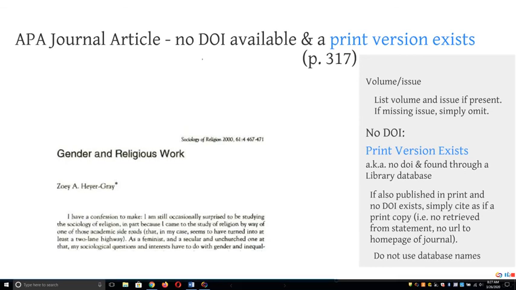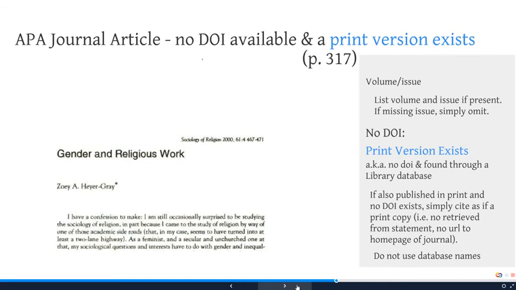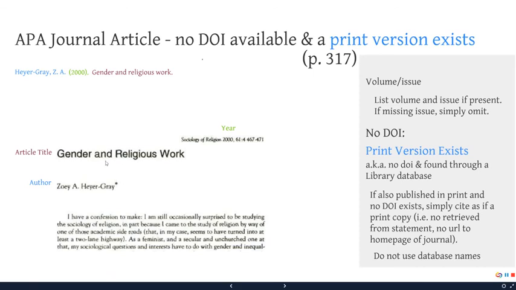So we start out with the author, and this has one author. And then we have our little citation statement here, and so we include the year 2000. And then we put the name of the article title, which is Gender and Religious Work. Notice I'm not going to capitalize the religious work in the title because we only capitalize the first word. And then I'm going to follow that with the name of the journal. In this case, the journal is Sociology of Religion, and that will be italicized, and all the major words will be capitalized. And then here I do have a volume and an issue.